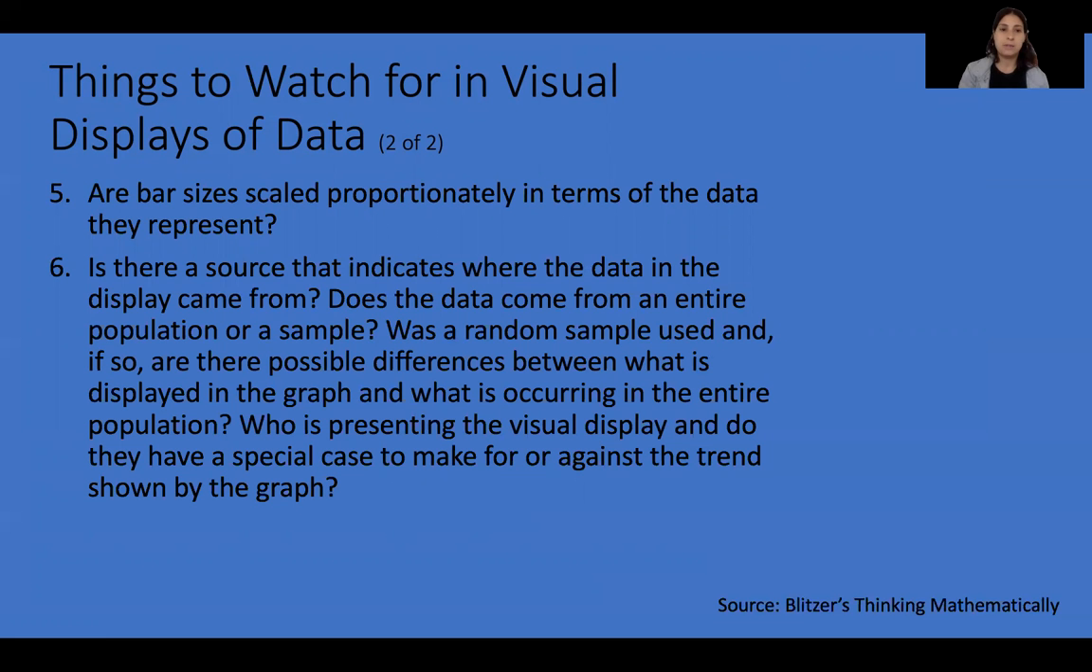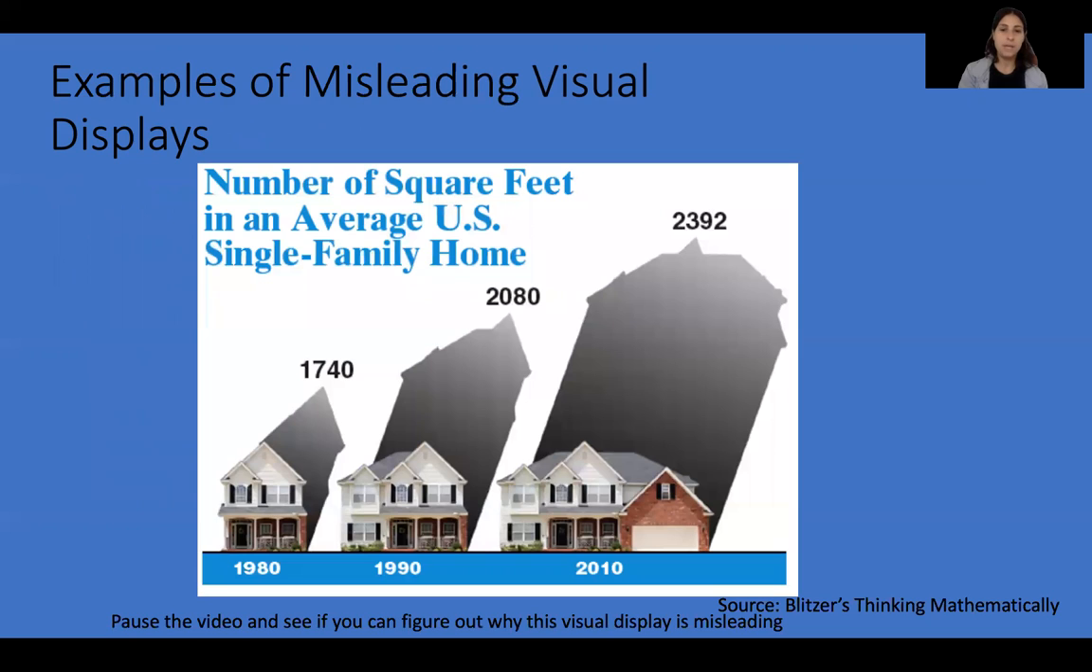And 6, is there a source that indicates where the data in the display came from? Does the data come from an entire population or a sample? Was a random sample used? And if so, are there possible differences between what's displayed in the graph and what's occurring in the entire population? Who's presenting the visual display, and do they have a special case to make for or against the trend shown by the graph?